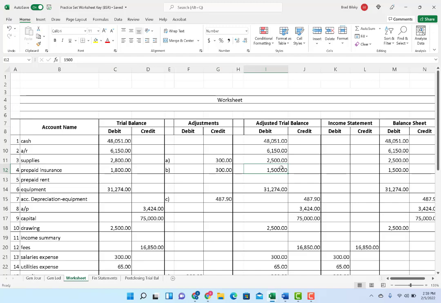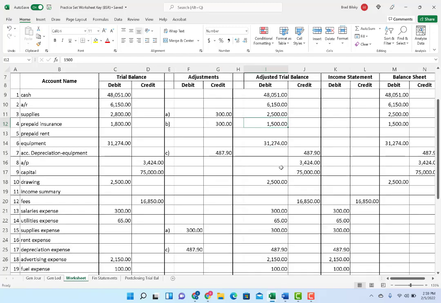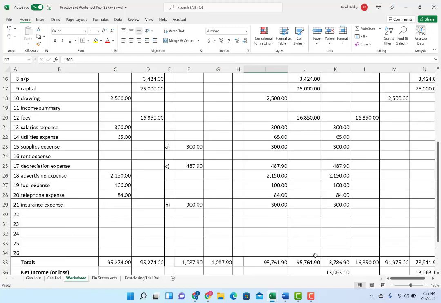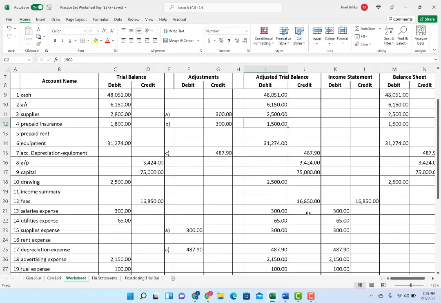We bring that over, and basically we're going to continue that process. And we add up our credits and debits, make sure they equal. For our adjusted trial balance, if it's good, we continue on with the process. These last two sets of columns are just separating out our income statement accounts from our balance sheet accounts. Remember, the balance sheet's going to show our assets, liabilities, and equity.